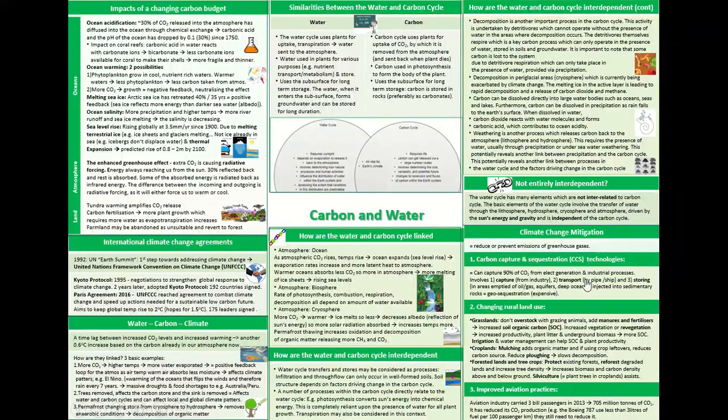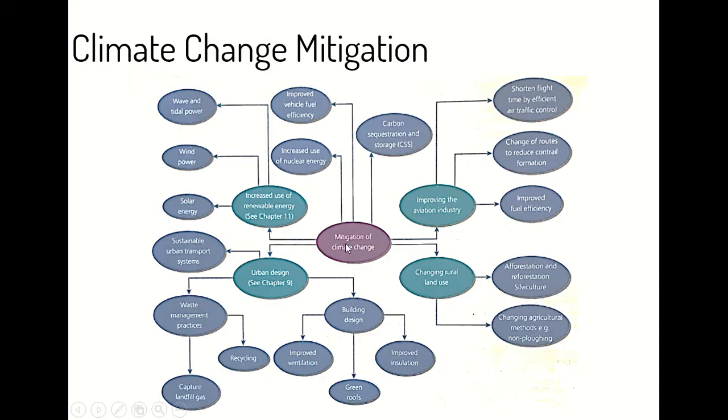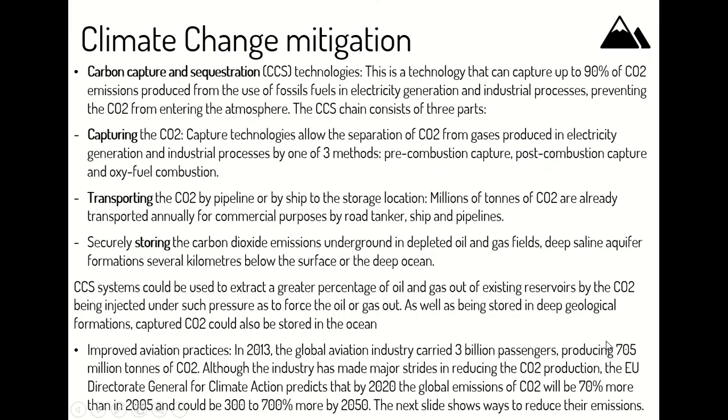So let's skip ahead there to climate change mitigation a little bit more. Here's a nice little diagram from the textbook that shows you all the different areas we need to think about and how we can, very quickly, it's a nice summary there for you to learn some of the basics. But there's loads of stuff we can do. Some of the key ones then, carbon capture and sequestration.